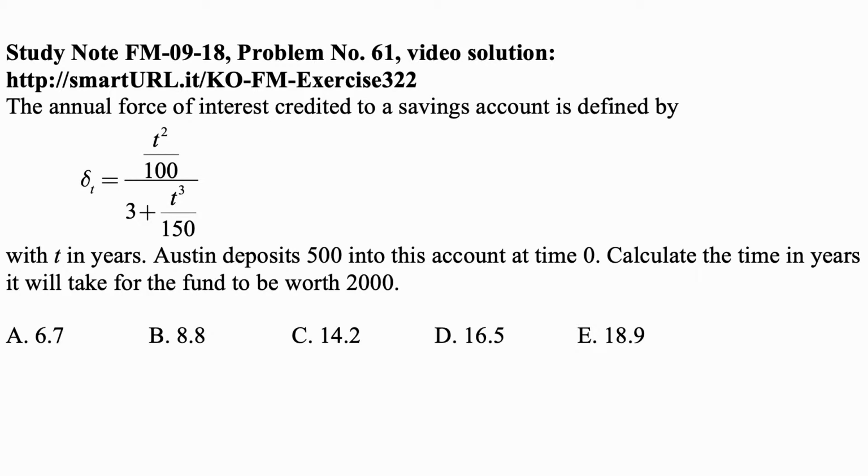Here's a problem for today for exam FM on financial mathematics. The annual force of interest credited to a savings account is defined by delta sub t equal to t squared over 100 divided by 3 plus t cubed over 150, with t in years. Austin deposits 500 into this account at time 0. Calculate the time in years it will take for the fund to be worth 2,000.